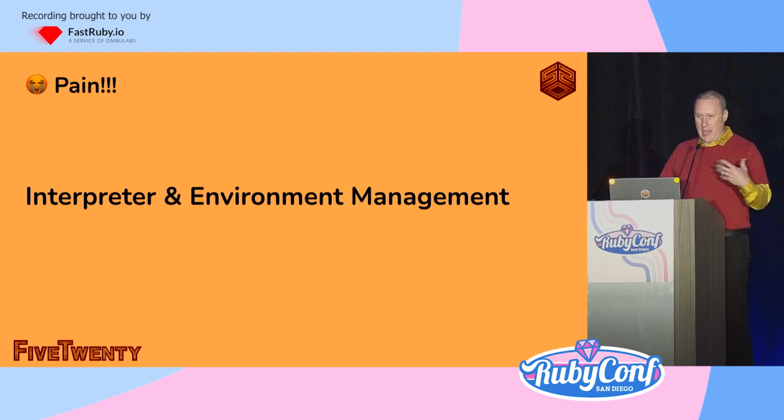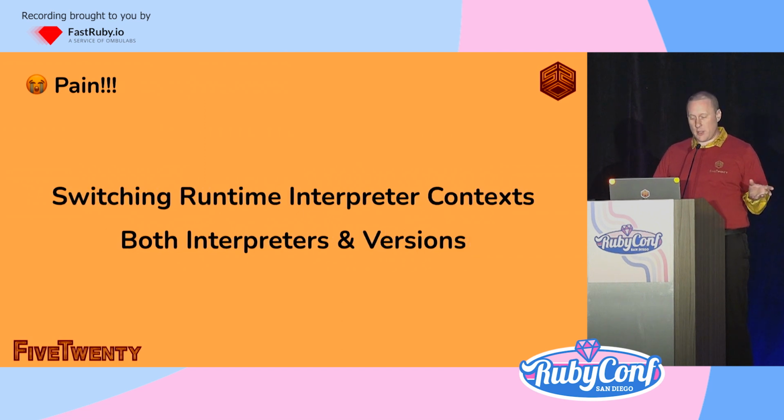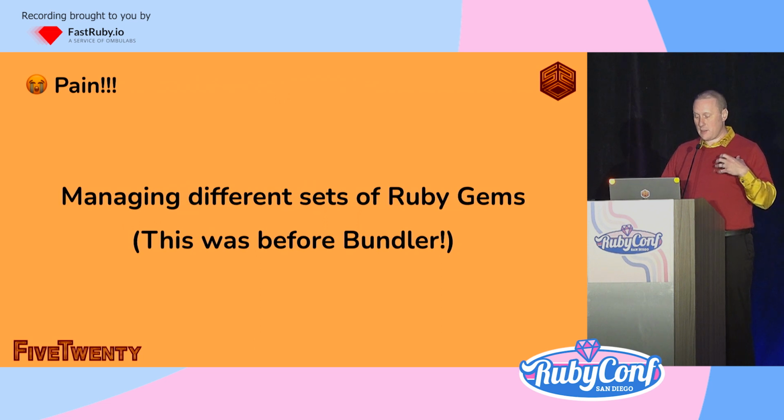So these are pains like interpreter and environment management, version management, installing, upgrading, switching between the runtimes and interpreter contexts and the versions of them, and from the dev environment to the server. There was all the management and consistency. It was just so much pain. In those days, we didn't even have bundlers, so there was also the question of how do you manage the sets of gems for each application, and not only those applications, but the versions of those applications as we rolled them from development to production. So it was an interesting time.